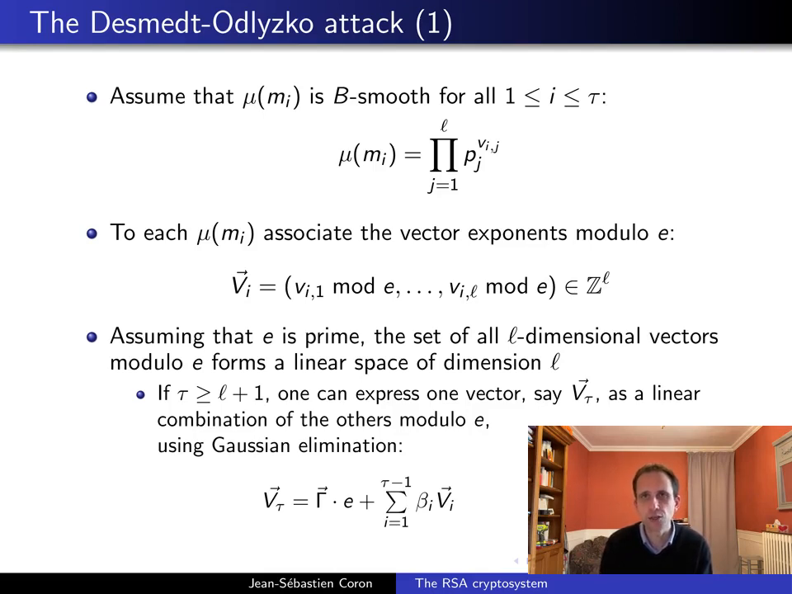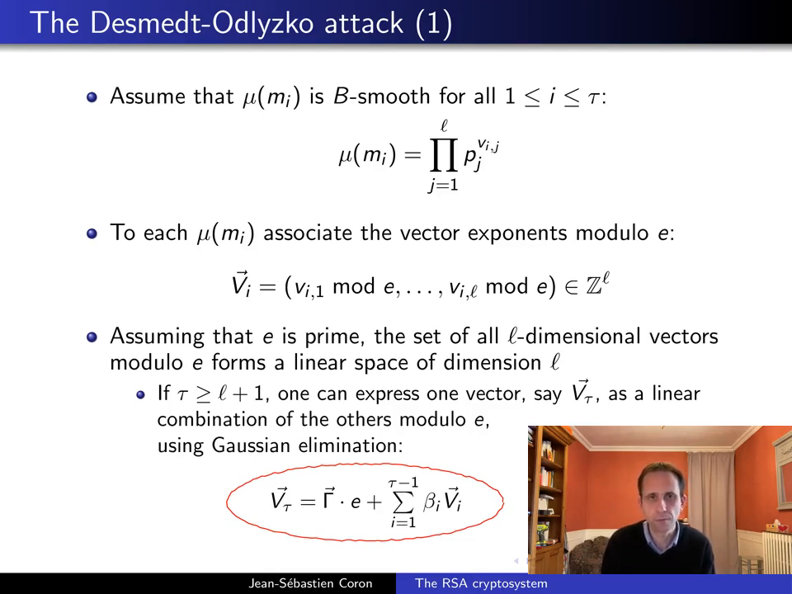And then, assuming that e is prime, we know that the set of L-dimensional vectors modulo e, where the dimension is L because we have L prime factors, forms a linear space of dimension L. So this means that if we have more than L vectors, so if tau is greater than L plus 1, we know for sure that we can express one vector, for example v tau, as a linear combination of the others, modulo e. And this can be done easily using Gaussian elimination.